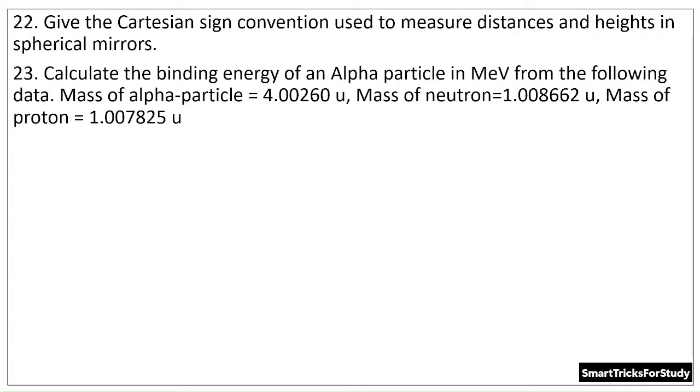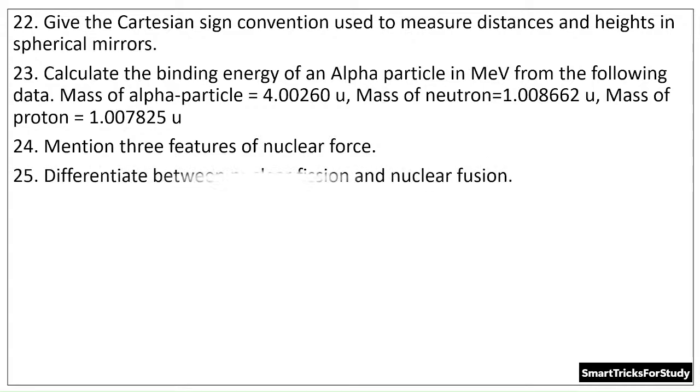Mass of alpha particle is equal to 4.00260 u, mass of neutron is equal to 1.00866 u, mass of proton is equal to 1.00782 u. 24. Mention three features of nuclear force. 25. Differentiate between nuclear fission and nuclear fusion.